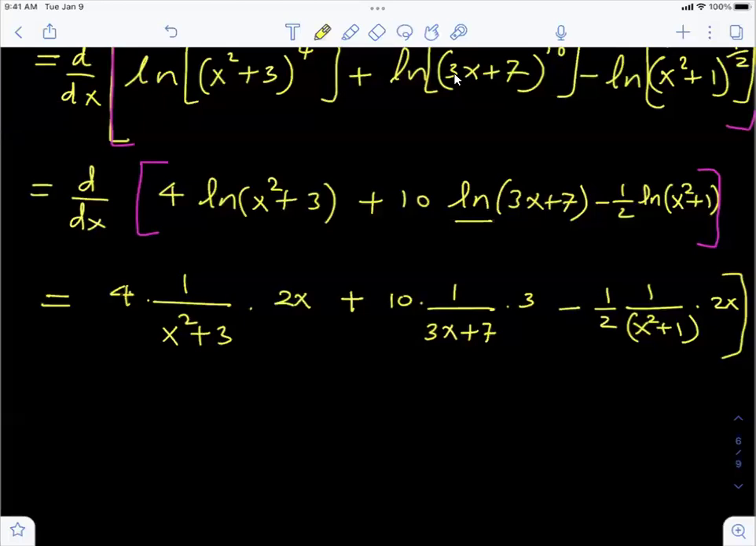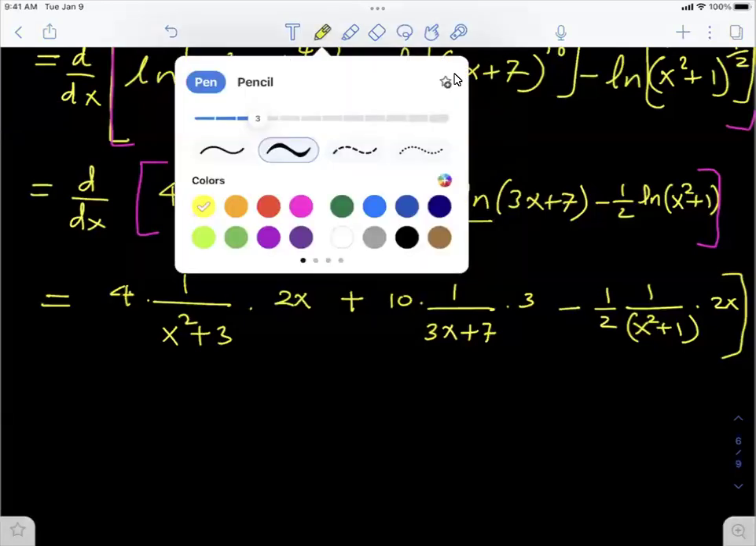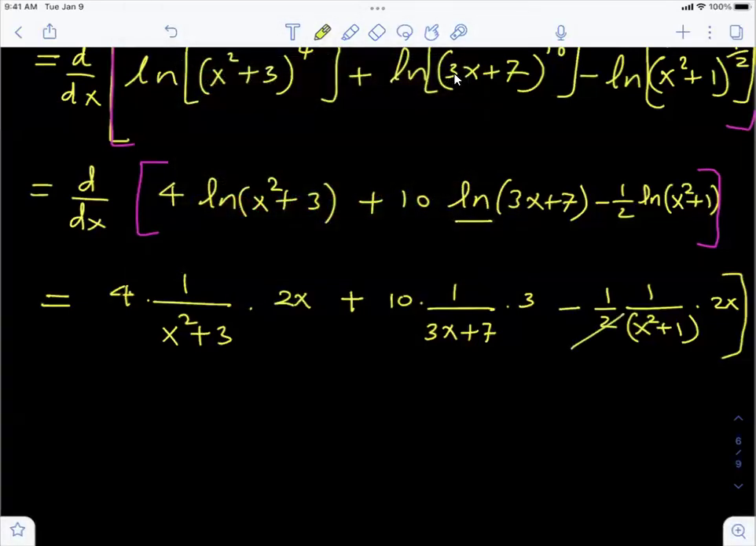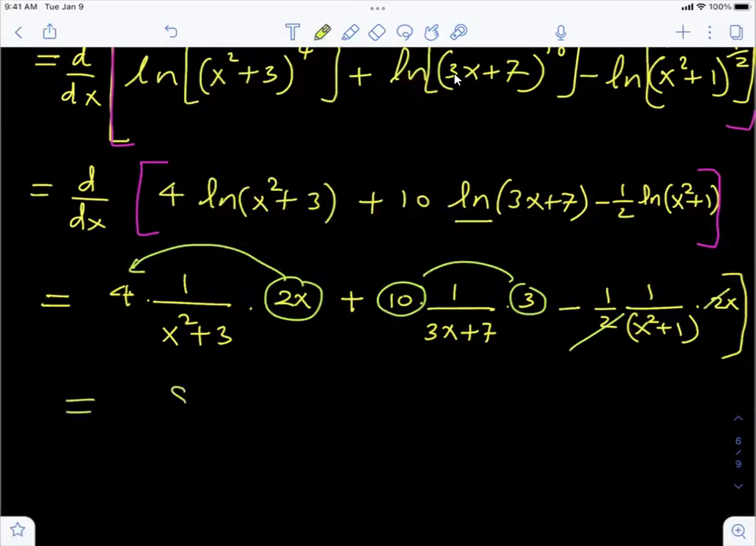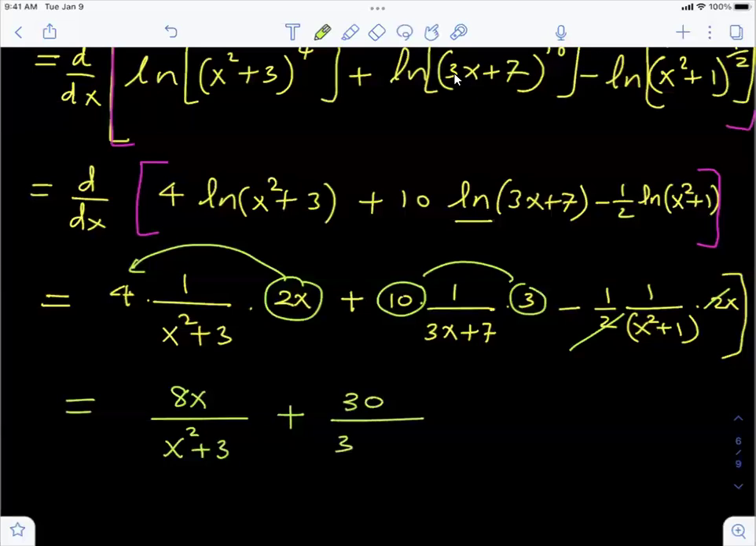Now you can have minor simplifications. What are the possible simplifications? Here 2 will get cancelled with the factor 2 there. And then combine these two constants, because that's a multiplication. Combine these two pieces and you can just write it in the final form: 8x divided by x squared plus 3, plus 30 divided by 3x plus 7, minus x divided by x squared plus 1. That is your final answer.